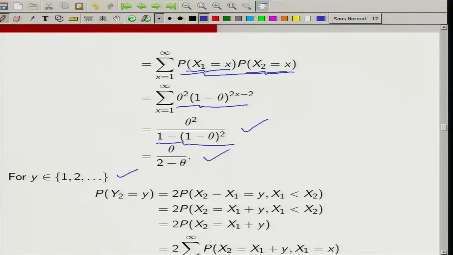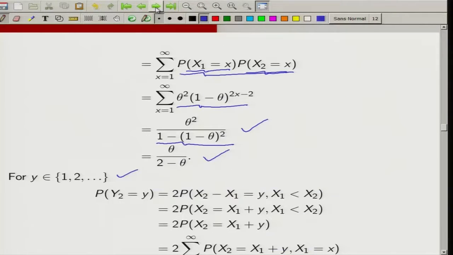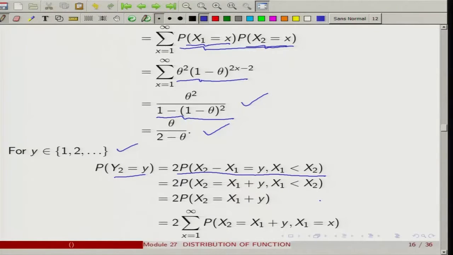For y belonging to 1, 2 and so on, the second term would be 0, because if y is 1 and so on, this can never happen. So, this will never contribute. So, only this term will contribute. So, for y is equal to 1 and so on, probability y2 is equal to y would be same as the first term, which is 2 times probability x2 minus x1 is equal to y and x1 less than x2, which is same as 2 times probability that x2 is equal to x1 plus y and x1 less than x2.